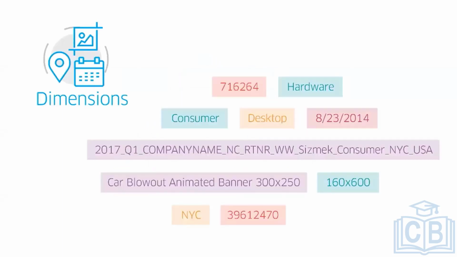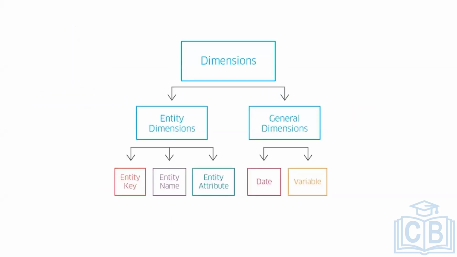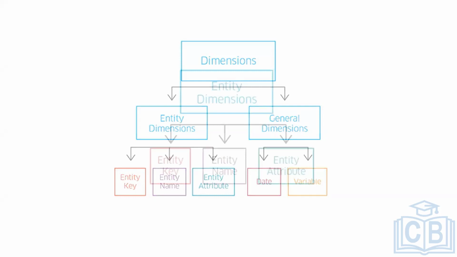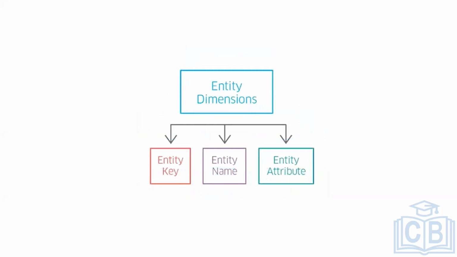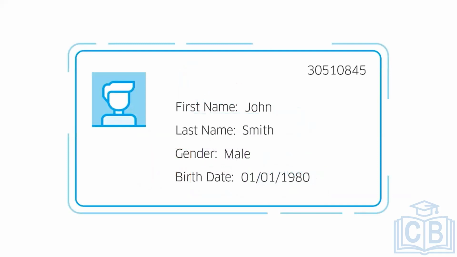Now, dimensions can be categorized into entity dimensions and general dimensions, correct? Now, what are entity dimensions? Entity dimensions contain entity key, entity name, and entity attribute. Now, what is this entity that we are talking of? Let's consider this example, where we have an employee of an organization, and he or she has an ID card. What is an entity key? Entity key is nothing but the unique representation of an employee in an organization, or in any place.